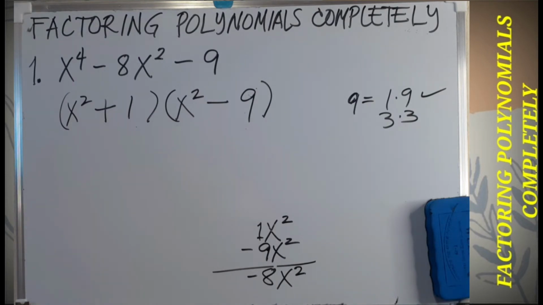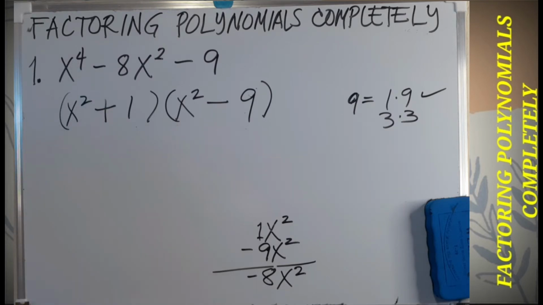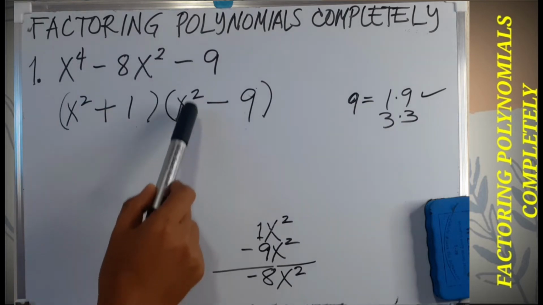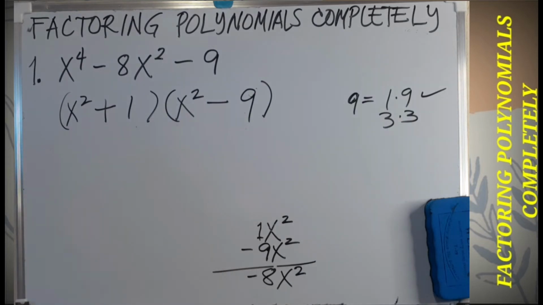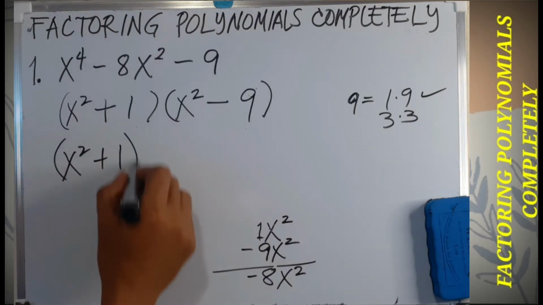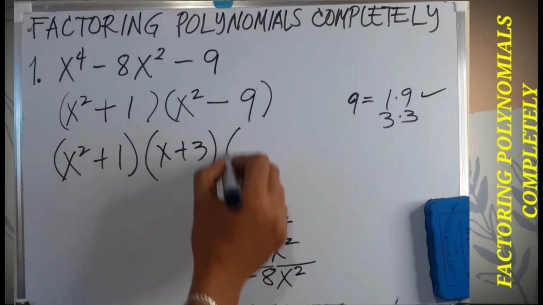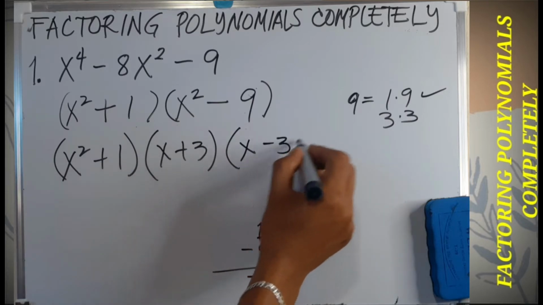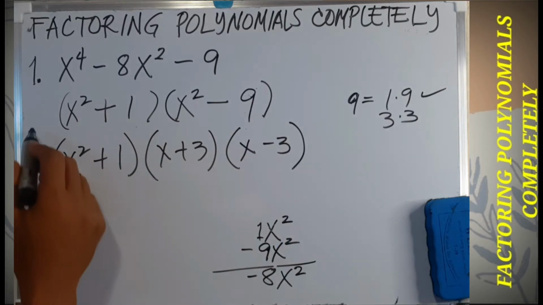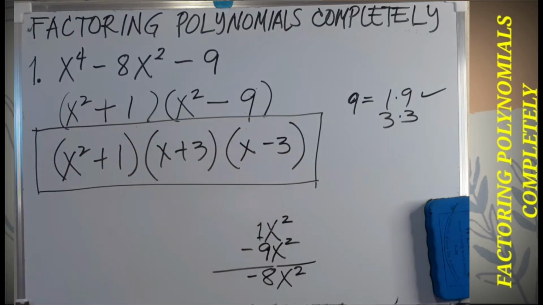Now, let us analyze the two factors. X squared plus 1 is already a prime factor. If you say prime factor, not factorable. But x squared minus 9 is a difference of 2 squares, so we can still factor it. The factors of x squared minus 9 are x plus 3 and x minus 3. And these are now the complete factors of the given polynomial above.